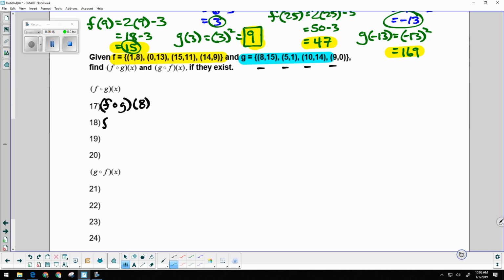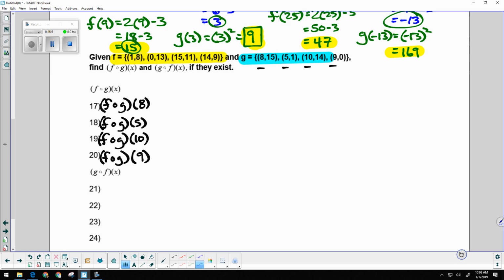The second one, f of g of 5. The third one, f of g of 10. And the fourth one, the one we were kind of talking about, f of g of 9. Okay, so these are similar to the four we just did, where we're plugging a number in. There's going to be a domino effect here, a cause and effect. So there's going to be two steps with each problem.